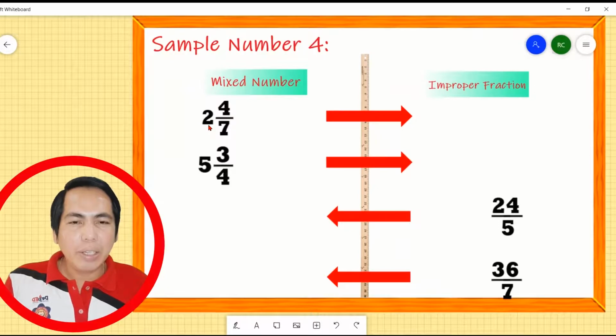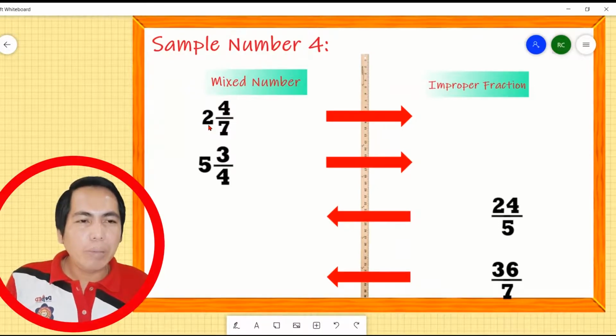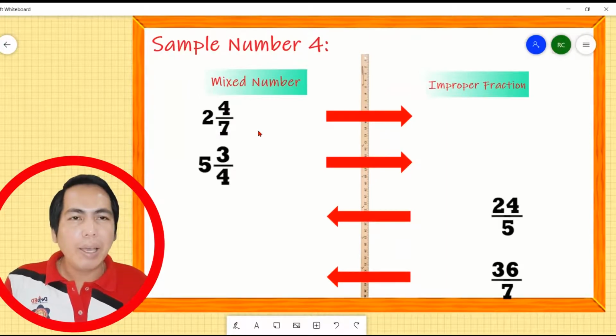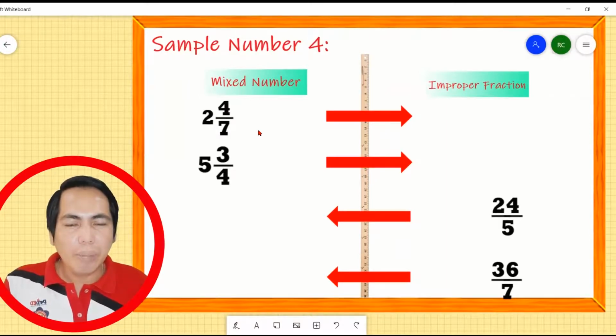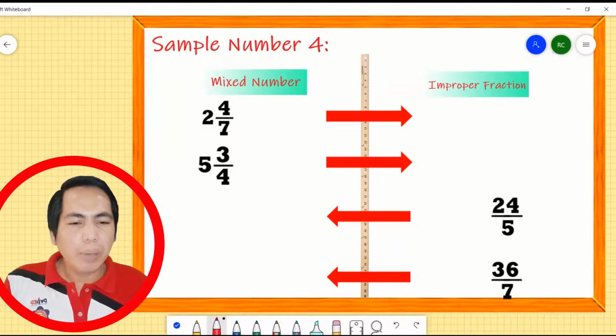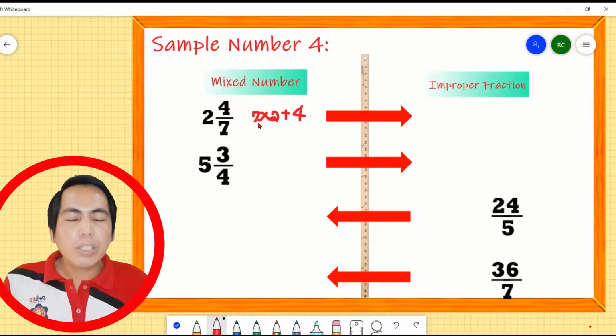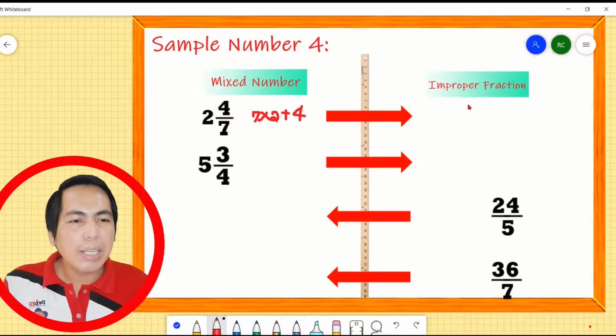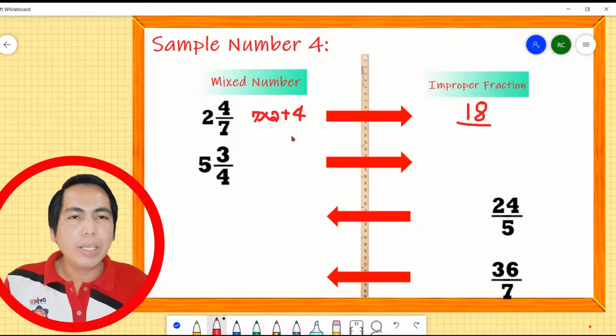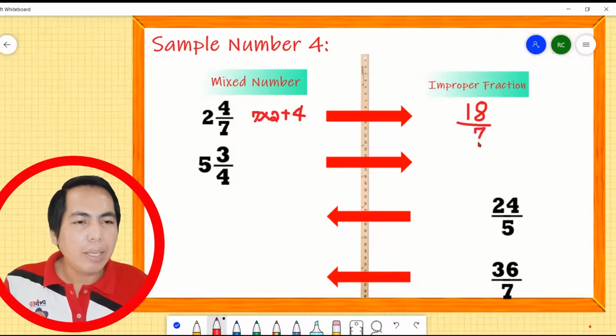In our discussions earlier, when we are renaming mixed number into improper fraction, we have to multiply the denominator to its whole number. So in this case, we have to multiply 7 and 2. And then whatever is the product, we have to add that to the numerator, which is 4. So 7 times 2 is 14. 14 plus 4 is 18. So our numerator here will be 18. And then the denominator, we just simply copy the denominator of the fractional part of the given mixed number, which is 7. So you have 18 over 7.